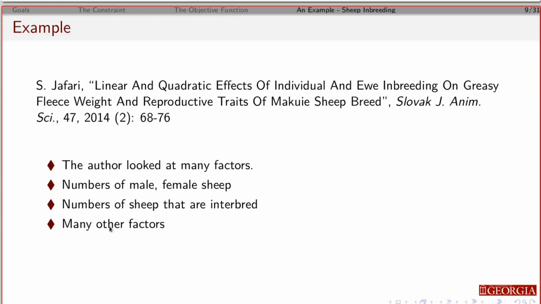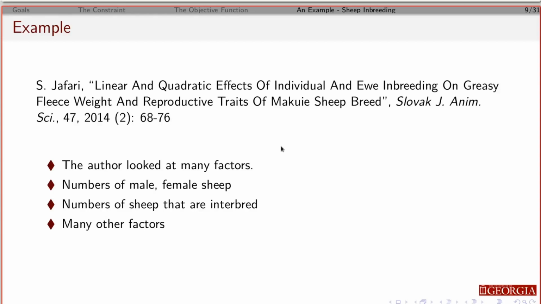Okay. So let's look at an example. This example comes from this paper. And what happened in this paper? This author was interested in how much fleece you can get from a flock of sheep. The idea is, if you're a rancher, you've got all these sheep. You want to get as much fleece as possible so you can make the most amount of money.